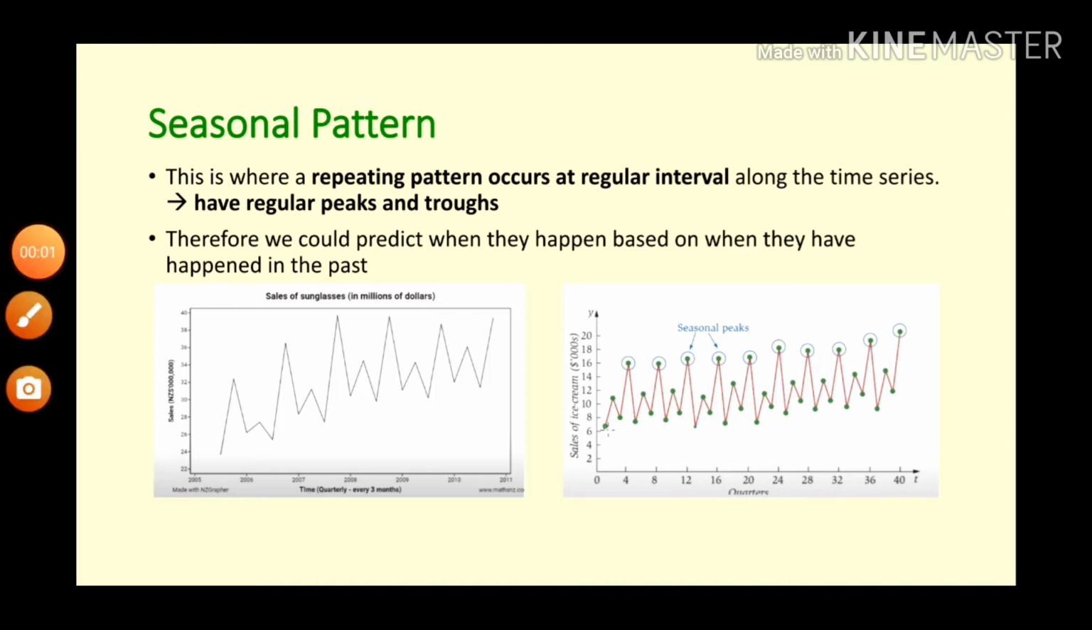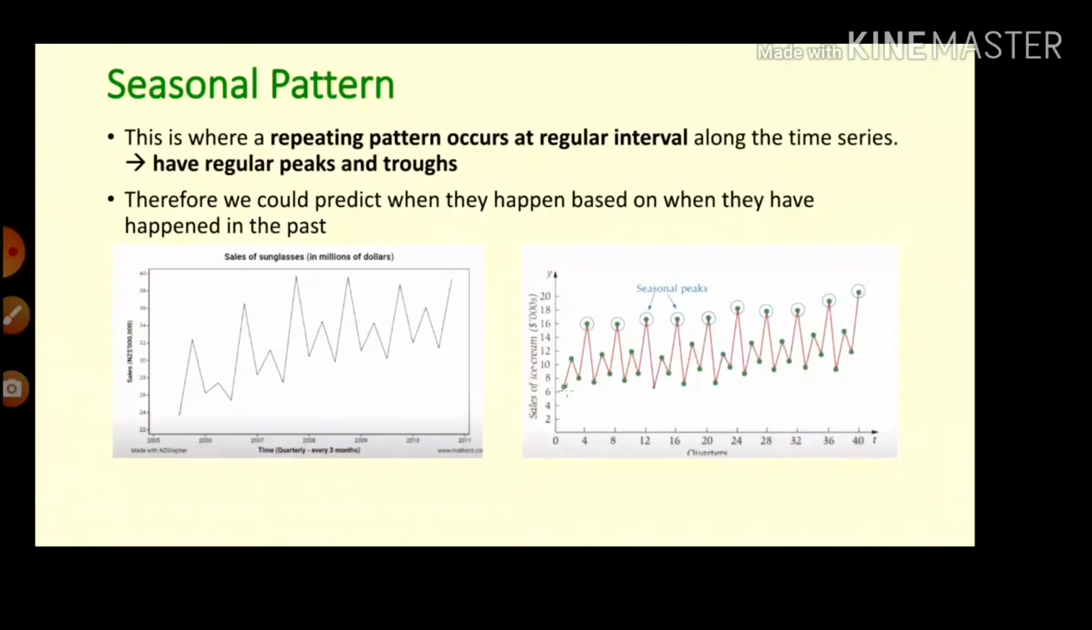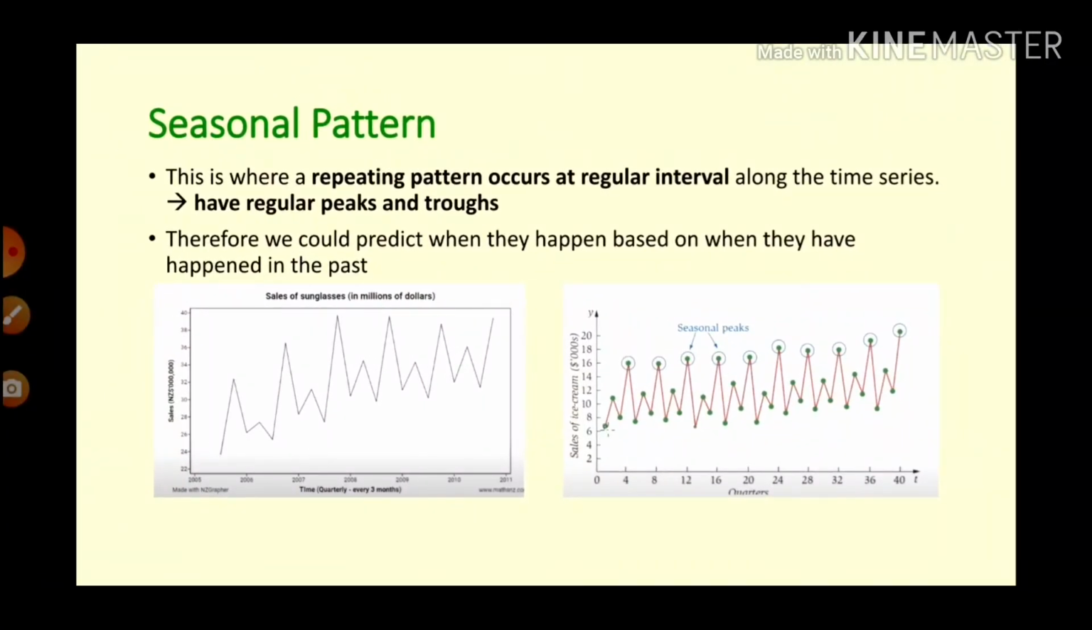When you see regular peaks and troughs at regular intervals along the time series, then that's a seasonal pattern. Using this, obviously you can predict the near future by looking at the past. Every time over here we had a peak, so I assume that's going to be a peak, followed by 1, 2, 3, 4 troughs, somewhere around there. So I can predict using this pattern.